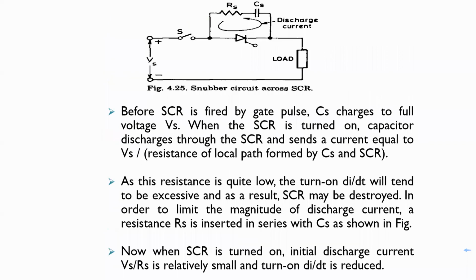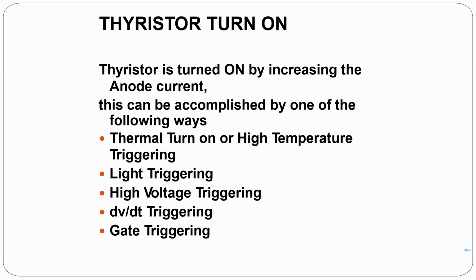Whenever the switch is closed, the voltage rises suddenly over here. Initially, the snubber circuit provides a short circuit path, but after that, when the capacitor charges, the voltage slowly builds up across the thyristor. Before the SCR is fired by the gate pulse, the capacitor is charged to full voltage. When the SCR is turned on, the capacitor discharges through the SCR and sends a current equal to Vs over R. If this resistance is quite low, the turn on di/dt will tend to be excessive and as a result the SCR may be destroyed. So in order to protect it from this scenario, the snubber circuit can be used.